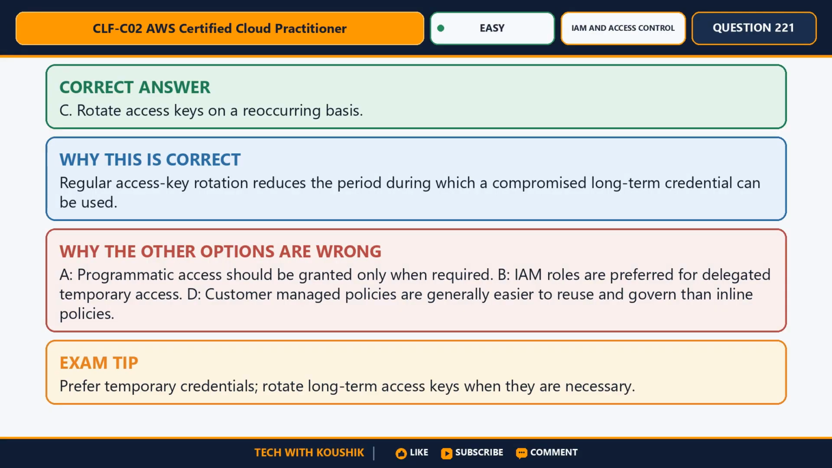The correct answer is C. Rotate access keys on a recurring basis. Here is why. Regular access key rotation reduces the period during which a compromised long-term credential can be used.